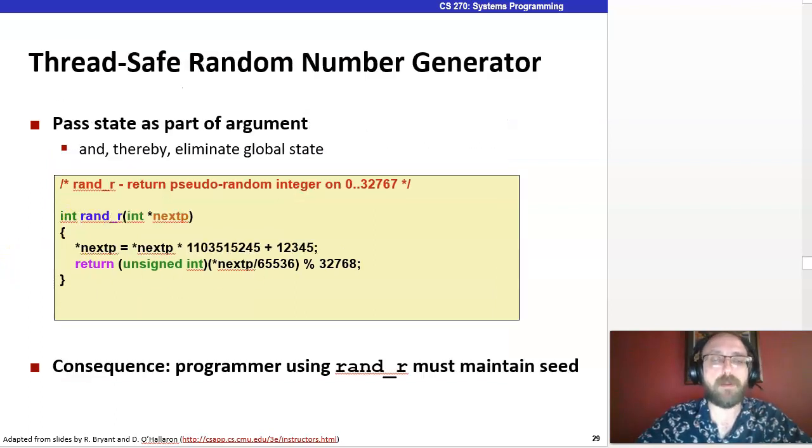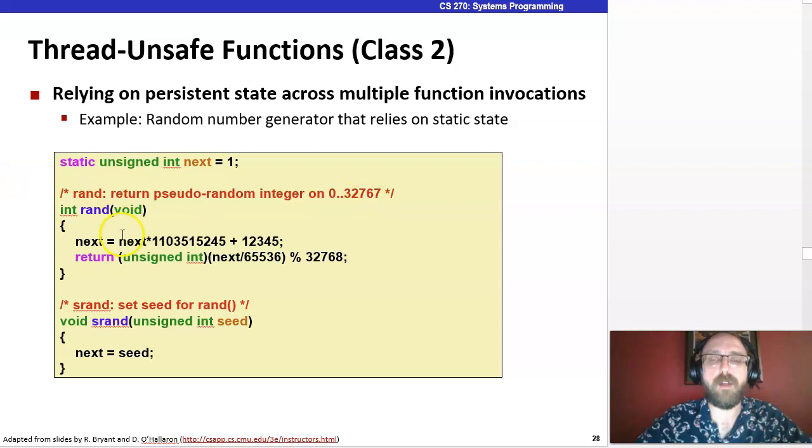The problem here is that if two threads are calling rand at the same time, they might pick up the same value of the next variable and return the same random number. Maybe that's what you want, but that's also not guaranteed to happen. It could be that one finishes before the other does, and it could actually be even worse than that.